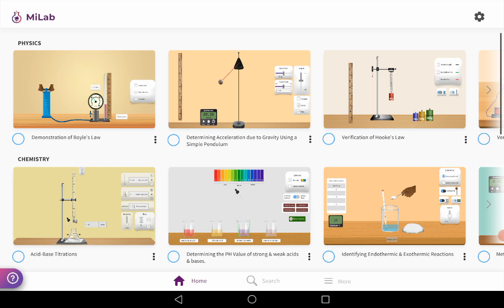Just check on the Google Play Store, it may be there, or App Store. Any app store you can check. Just search for Milab app. It's a very useful and helpful application. Personally, I found this very useful as well.